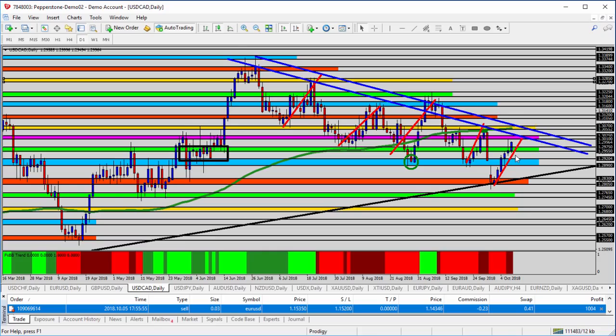If the US dollar were to suddenly tank or oil were to suddenly go back up without hesitation, then we would probably see the opposite, where this would go back down. So there's a number of factors that affect the dollar CAD.